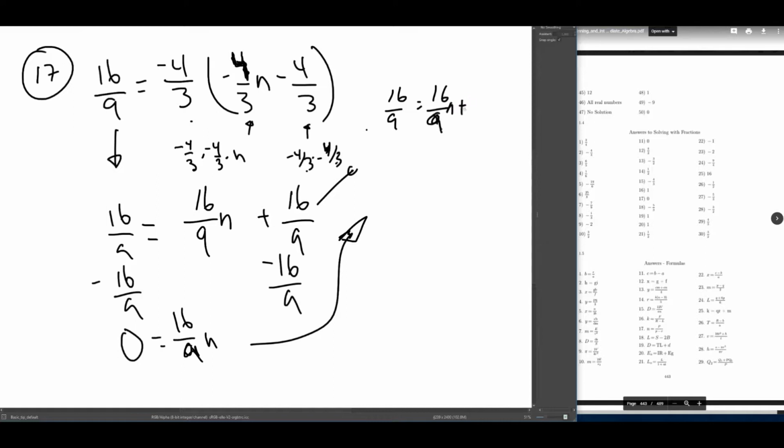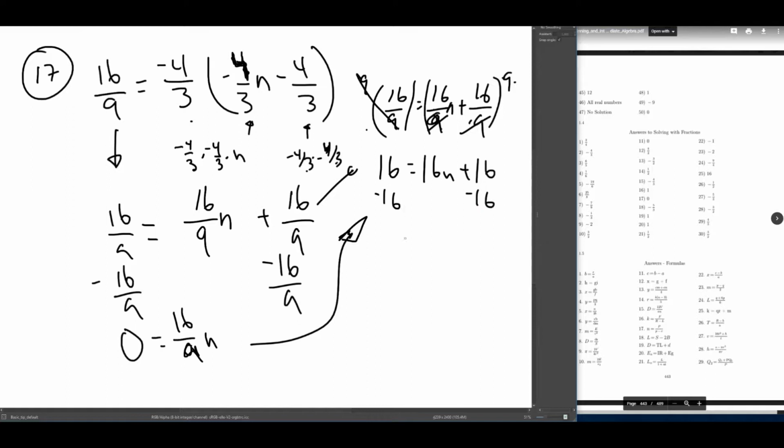We multiplied everything by 9 to get rid of the fractions. That's what we did in all the other problems. Let's do that. So this crosses out, that's 16. This and this cross out, this and this cross out, so that is 16n plus 16. So we do minus 16 on both sides, so we get 0 equals 16n. If we divide both sides by 16, 0 over 16 equals 0, and that equals n, right? So that's done.